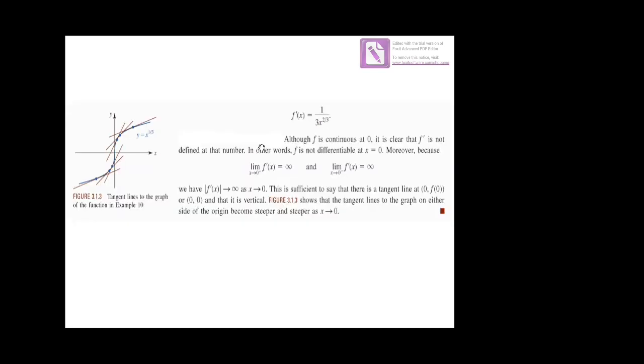Also, the graph of a function f can have a vertical tangent at the point (a, f of a) if f is differentiable only on one side of a, f is continuous from the left and right at a, and either the absolute value of f prime of x goes to infinity as x approaches a from the left, or the absolute value of f prime of x goes to infinity as x approaches a from the right. So here we have seen that the function has a vertical tangent where the derivative at 0 from both sides is infinity.